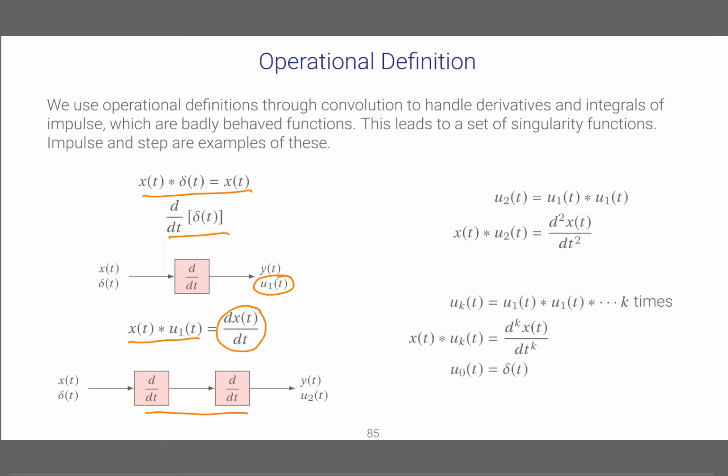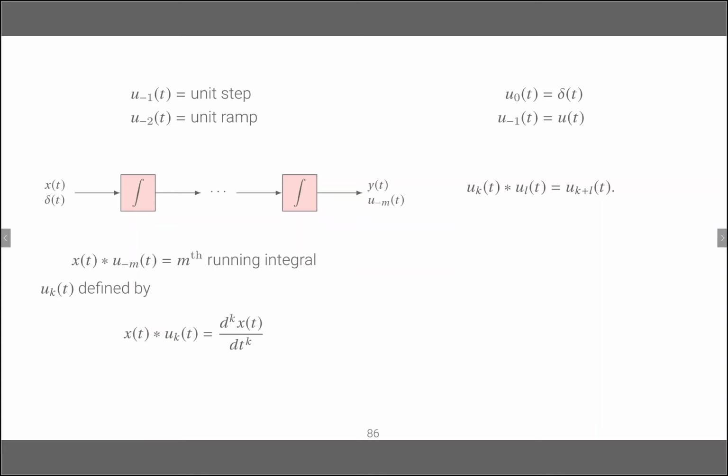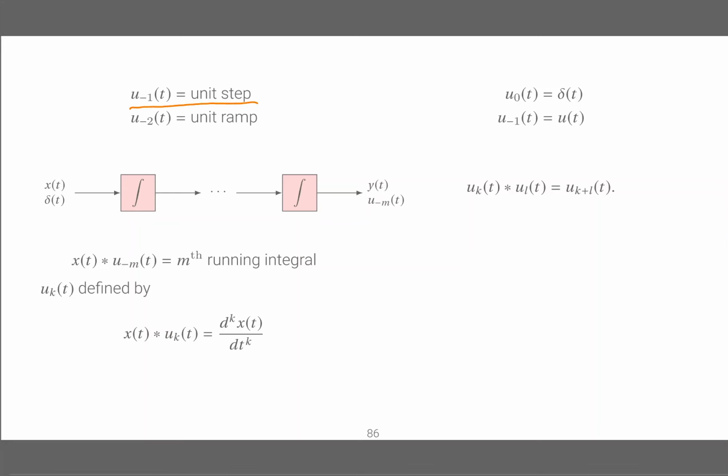If you have two derivatives like that, you convolve u1(t) with u1(t) and get u2(t). These are operational definitions. With it, if you convolve x(t) with u2(t), you get d squared x(t) by dt squared. So you can have uk(t), convolving u1 with itself k times. I think you can figure out this implies that u0(t) is the delta(t). Similarly, you can have integrations. u minus 1(t) is the unit step, u minus 2 is the unit ramp, and so on.